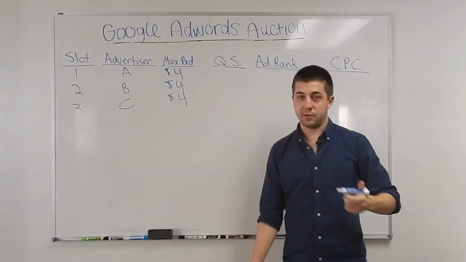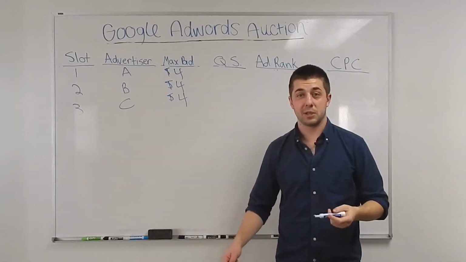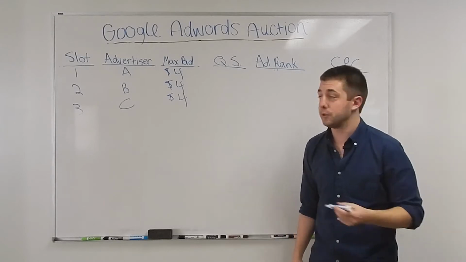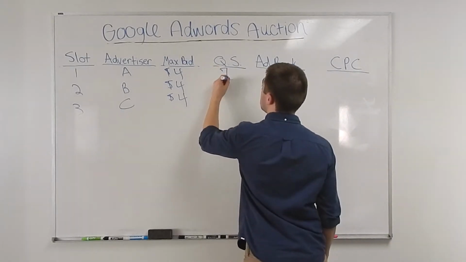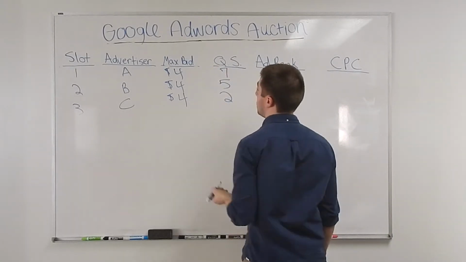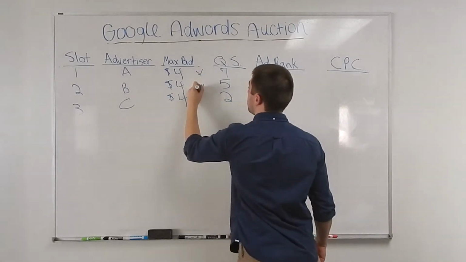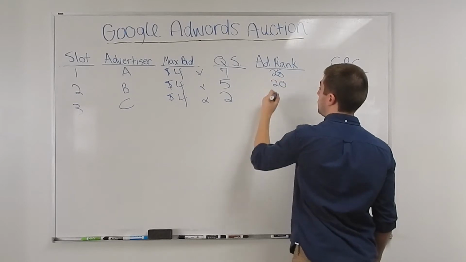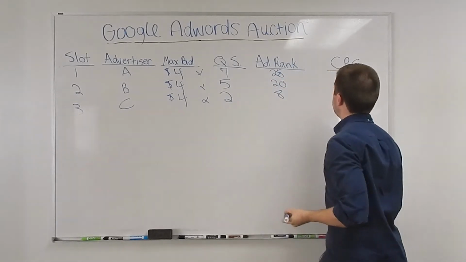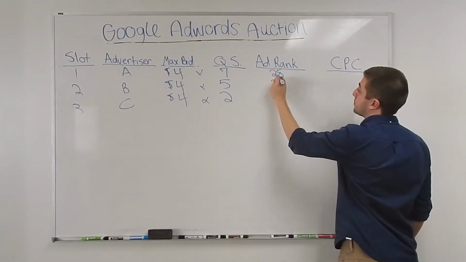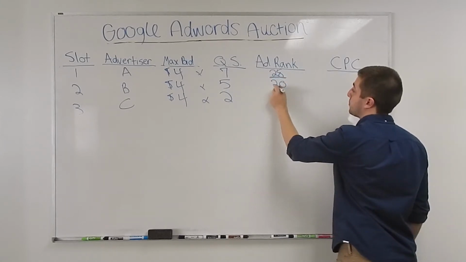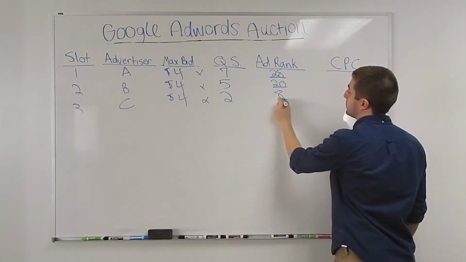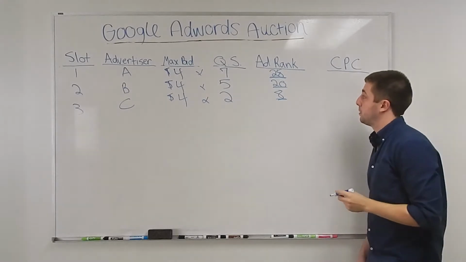So right here, the playing field is pretty even, but this is where quality score is going to be the determining factor. So let's say that Google decides to give them a 7, a 5, and a 2. Just as a reminder, you're going to multiply all of these. You're going to get 28, 20, and 8. So you can see here that advertiser A is going to get that top slot, advertiser B is going to get the second, then advertiser C is going to get the last spot.